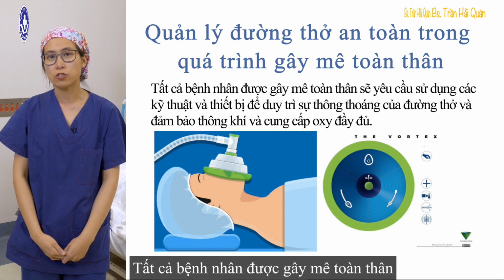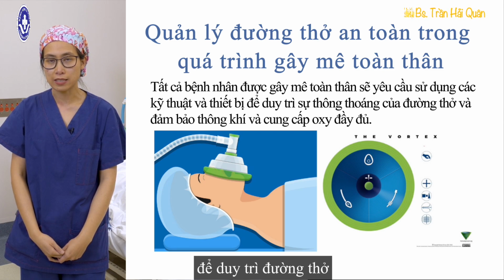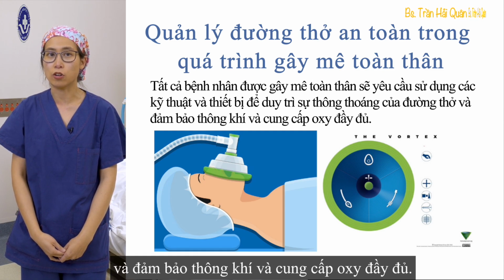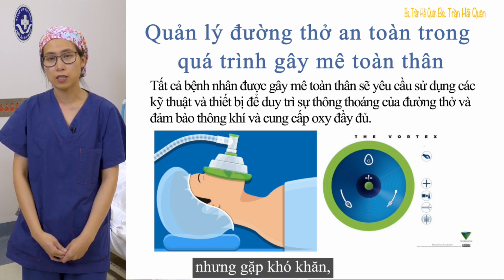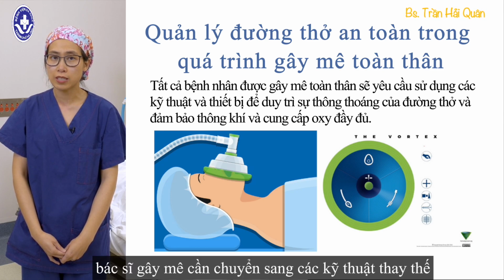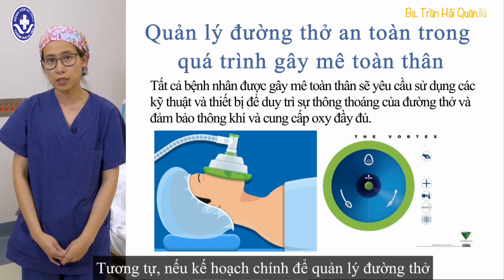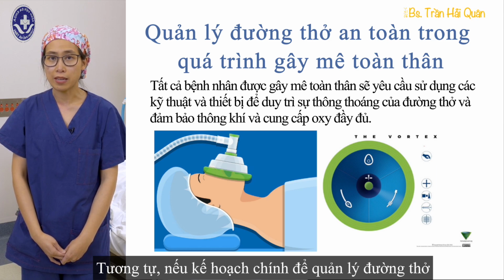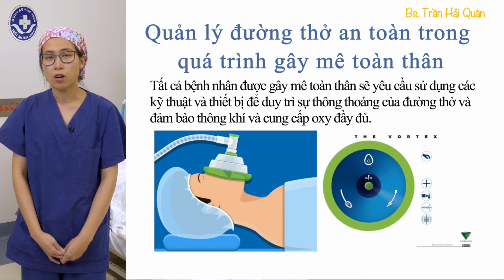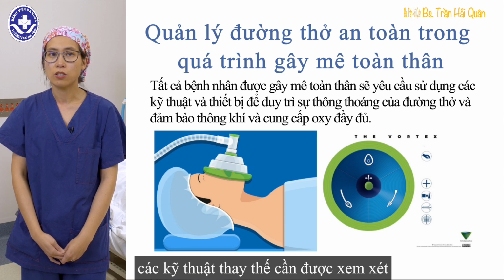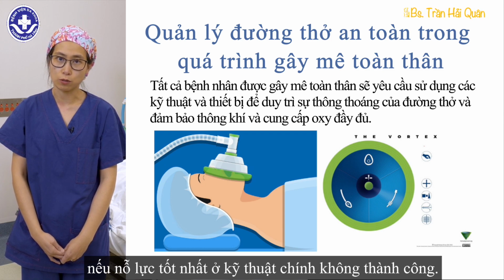All patients undergoing general anaesthesia will require the use of techniques and equipment to maintain airway patency and ensure adequate ventilation and oxygenation. In situations where intubation is planned but is difficult, the anaesthetist needs to move to alternate techniques to ensure the patient remains well oxygenated. Similarly, if the primary plan for airway management is laryngeal mask airway or face mask ventilation, alternate techniques need to be considered to oxygenate the patient if the best effort at the primary technique is not successful.